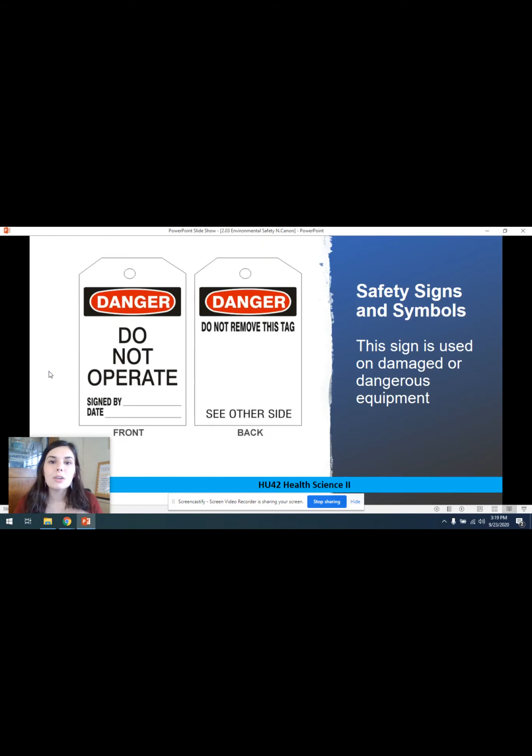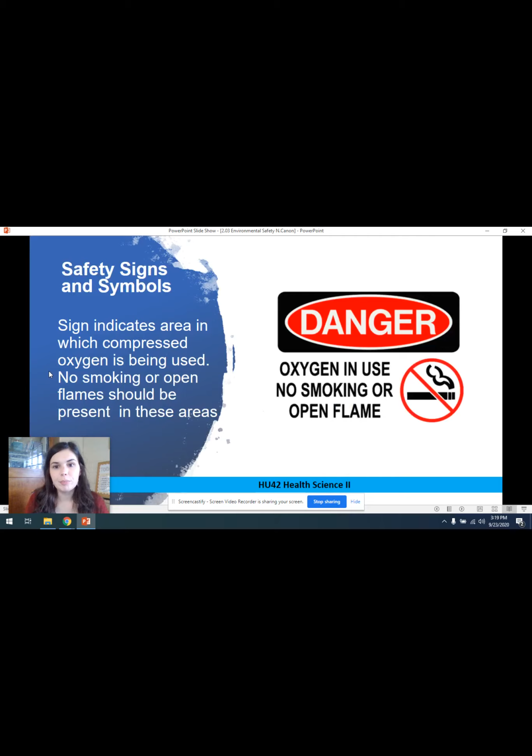This next one is a little tag. It's a paper tag that we put on equipment after that equipment has become damaged or is considered dangerous. And so we put that tag on there to let others know that they should not be using that equipment. And we usually have to go and put in a work order for someone to come and remove the piece of equipment or to repair it.